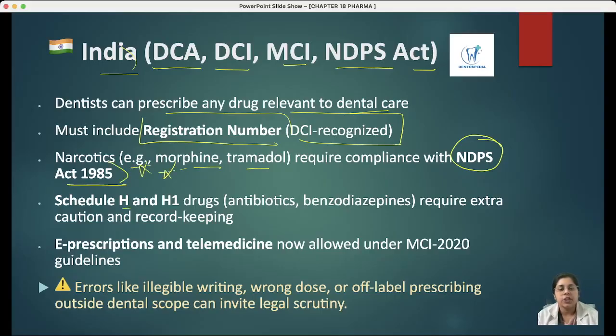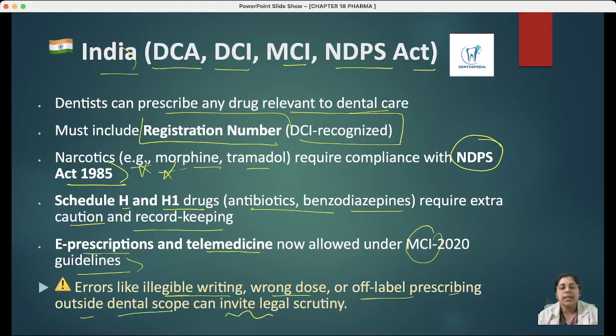Okay, Schedule H and H1 drugs like antibiotics, benzodiazepines require extra caution and record keeping. E-prescription and telemedicine are now allowed under MCI 2020 guidelines. Errors like illegible writing, wrong dose, or off-label prescription outside the dental scope can invite legal scrutiny.